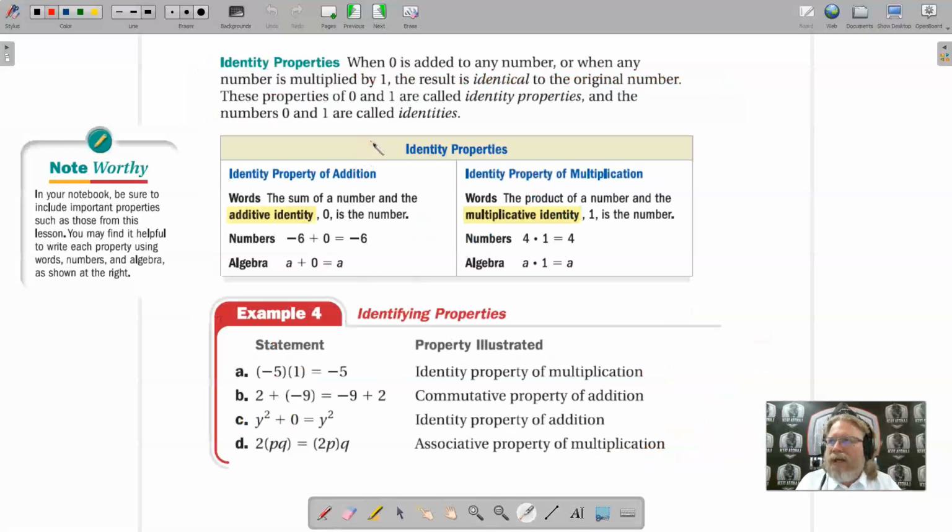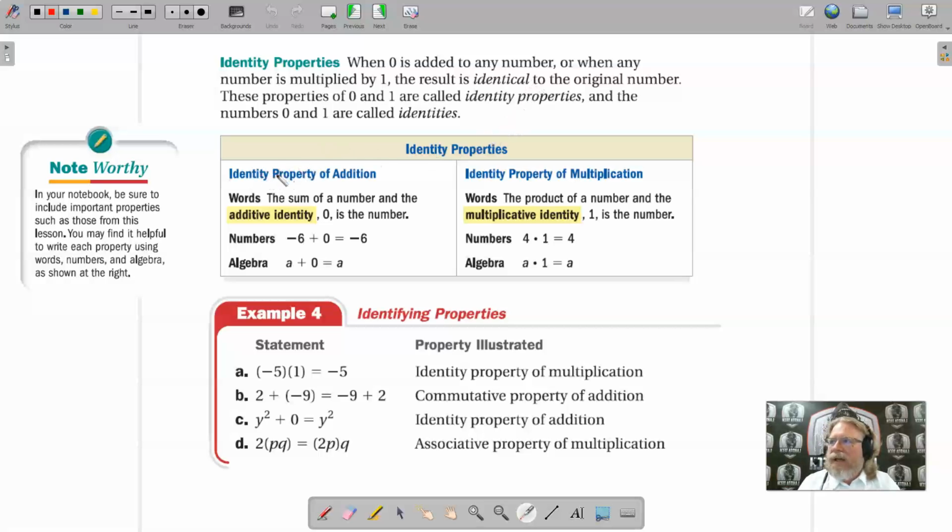So let's jump over to the identity properties. When 0 is added to any number, or when any number is multiplied by 1, the result is identical to the original number. These properties of 0 and 1 are called identity properties, and the numbers 0 and 1 are called the identities, or I like to call them the identity element. It's the number within a set of numbers that gives it its identity, or creates that identity property for us, you might say.